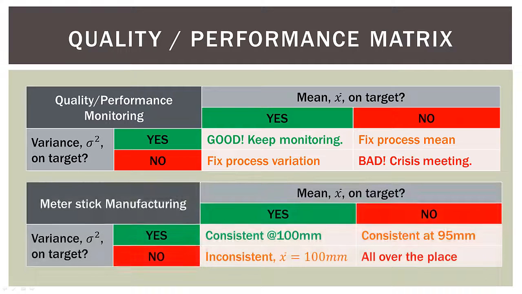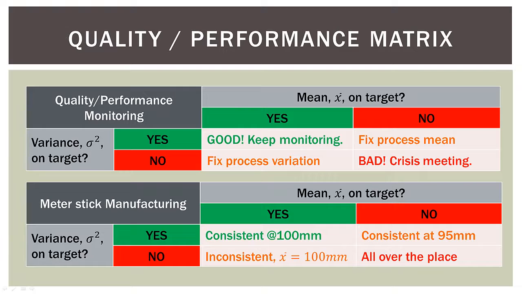So think of the meter stick manufacturing example. If the mean is on target and the variance is on target, so green, we're consistently producing meter sticks that are 100 millimeters. So they're the proper length, and we're doing so consistently. Now let's look at the mean as off target. In that case, we're making 95 millimeter meter sticks very consistently. So we're doing the wrong meter stick consistently.